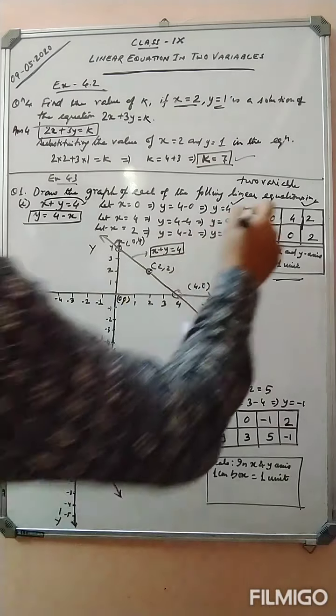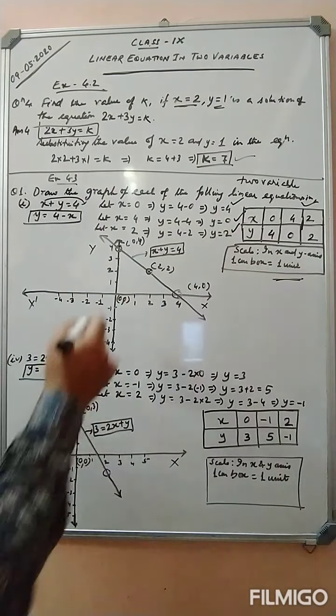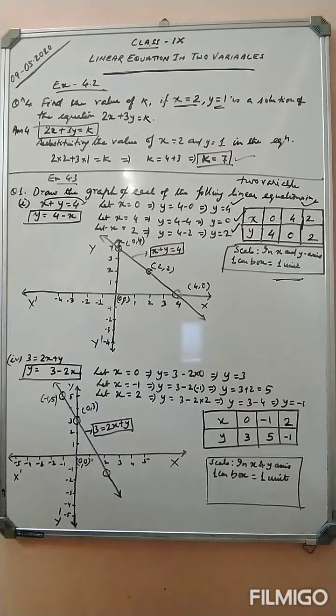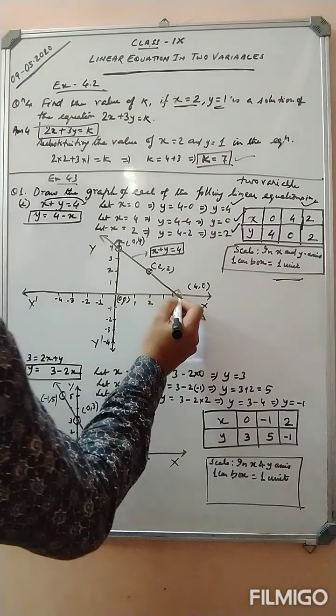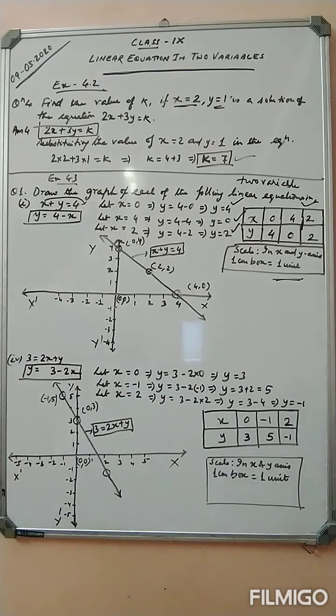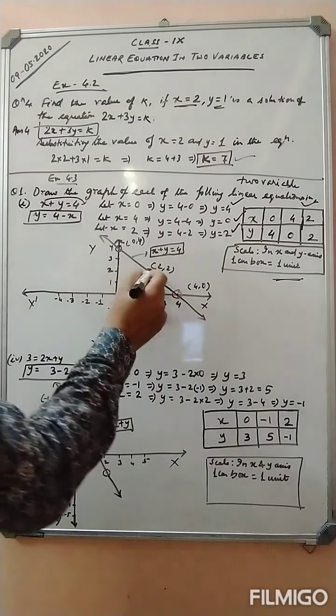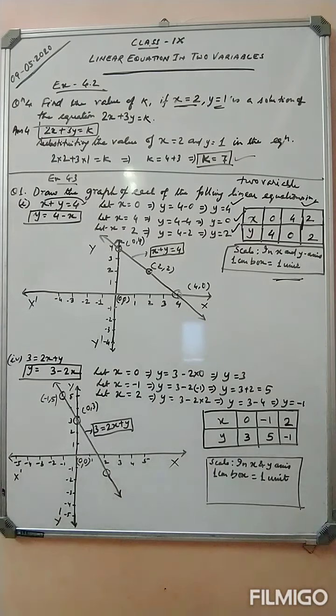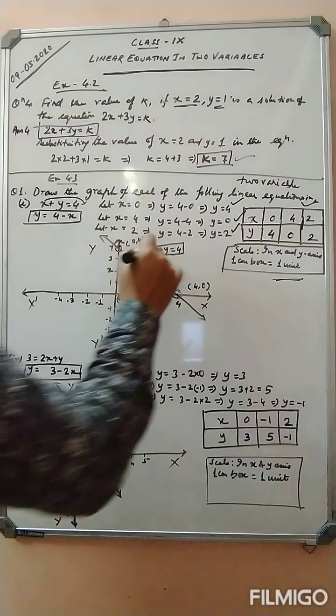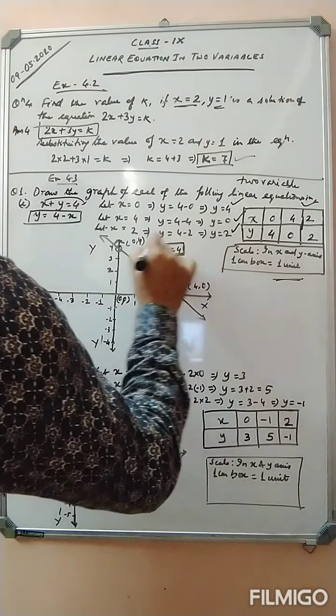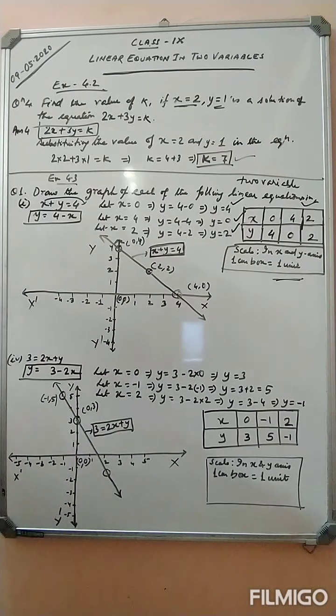Now we will plot. So x0, y4. Then x4, y0 is this point. And then x2, y2 is this point. Just join all the 3 dots to make a line and name this line. The name of this line is x plus y equal to 4. So in this way we can represent this linear equation in two variables on a graph paper.